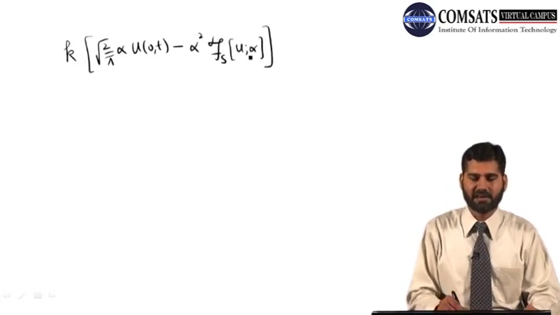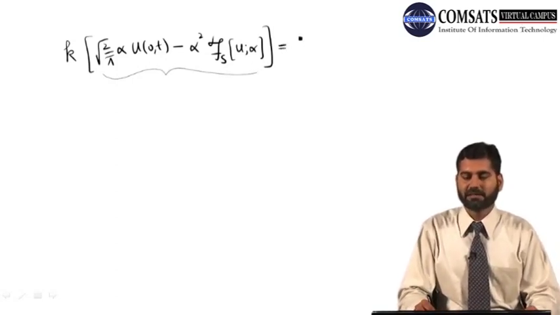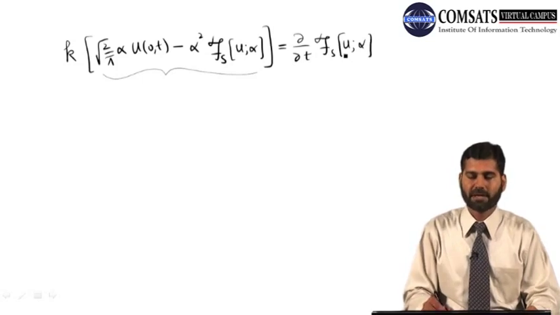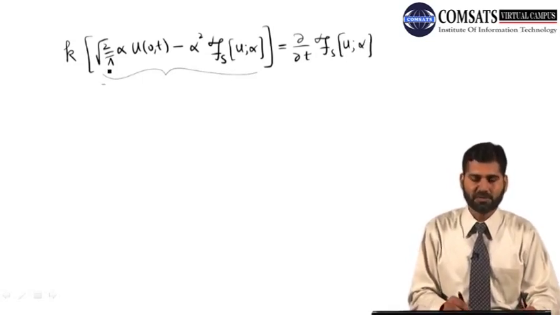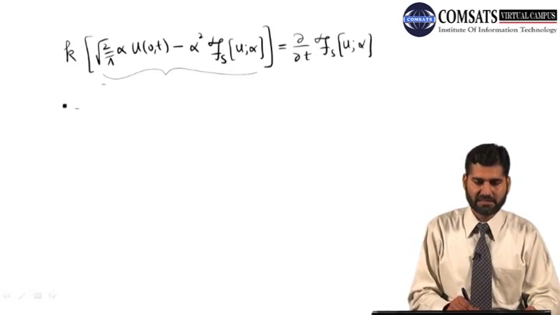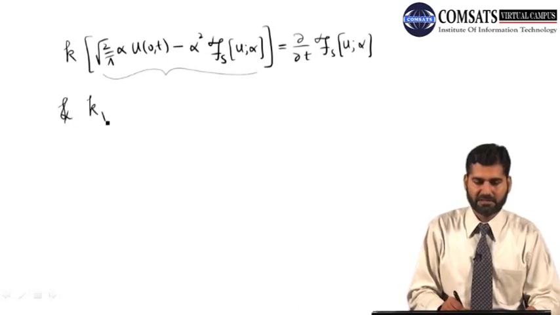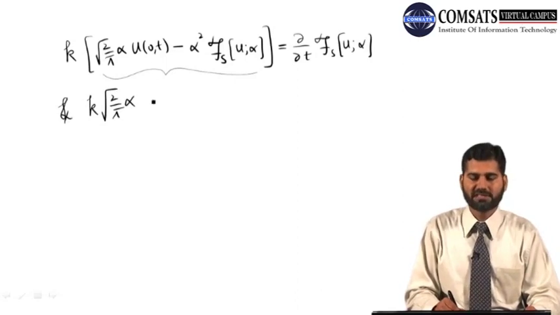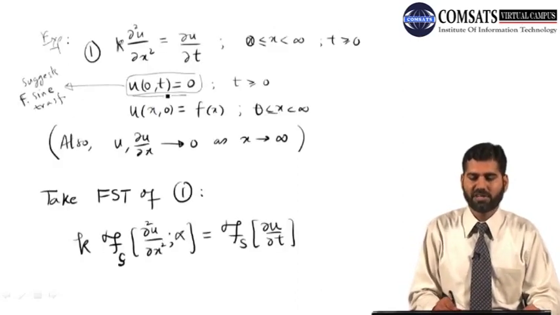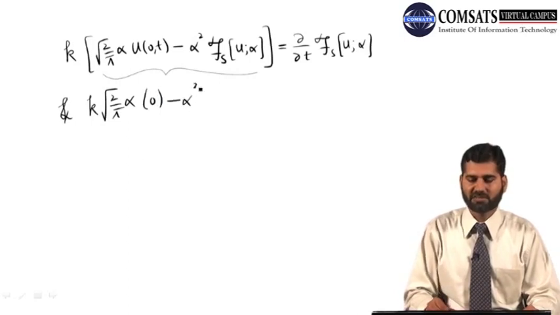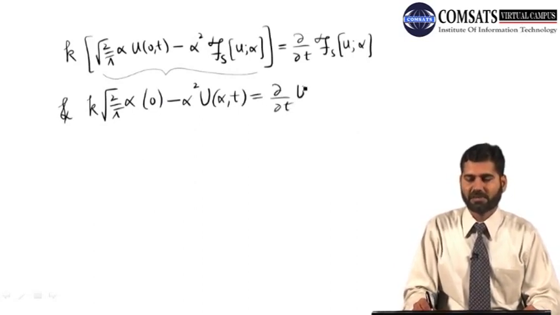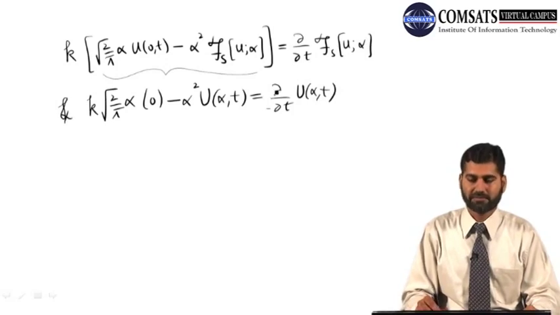This was the left hand side. We proved it a few moments ago, right? We proved this thing equal to the derivative of the Fourier sine transform. So let's say the Fourier sine transform of u is capital U, then this is k times square root of 2 by pi alpha. u at 0t is 0, it's given, so this is gone. I'll get minus alpha square, let's call it capital U alpha t, is equal to partial by partial t of capital U alpha t.